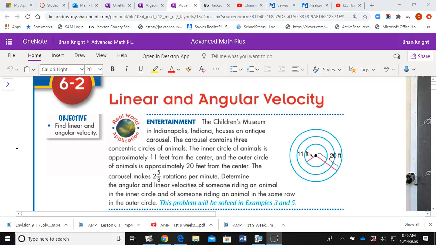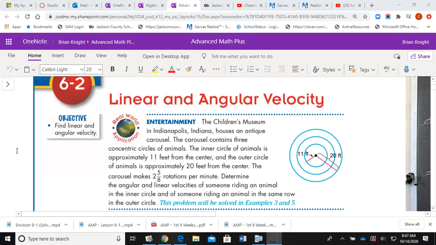It says here, the Children's Museum in Indianapolis, Indiana houses an antique carousel. The carousel contains 3 concentric circles of animals. Concentric, ooh, geometry word. Remember, circles that share the same what? Center. All of these are concentric circles. You know it as a bullseye, okay? That's the concentric circles.